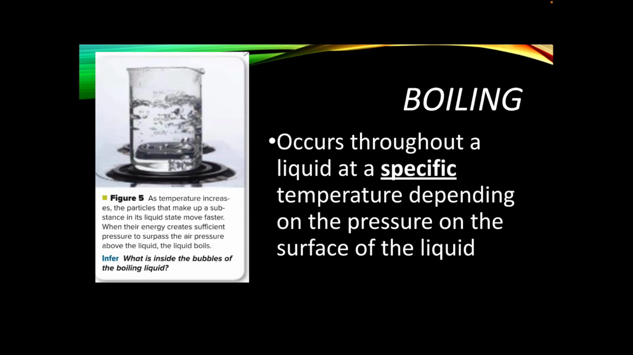When you have boiling, this is the second way a liquid can vaporize. Basically, this occurs at a specific temperature. So evaporation can occur at any temperature, but boiling has to occur at a specific temperature. And this is based on the pressure at the surface of the liquid.